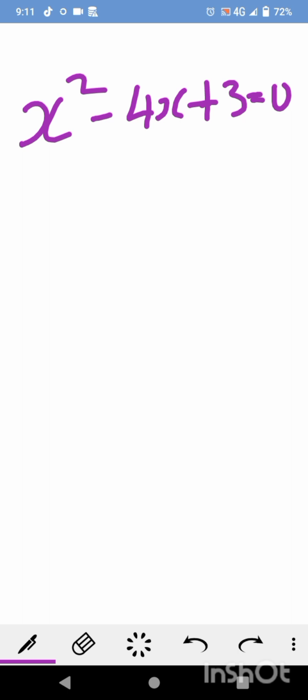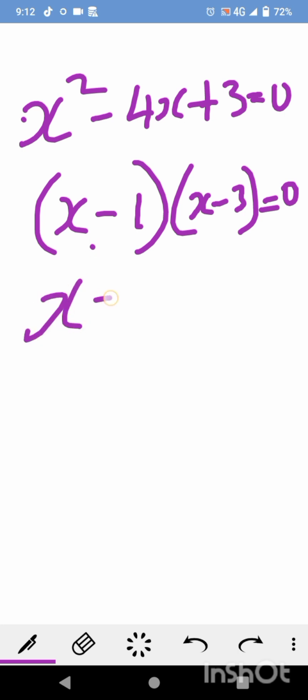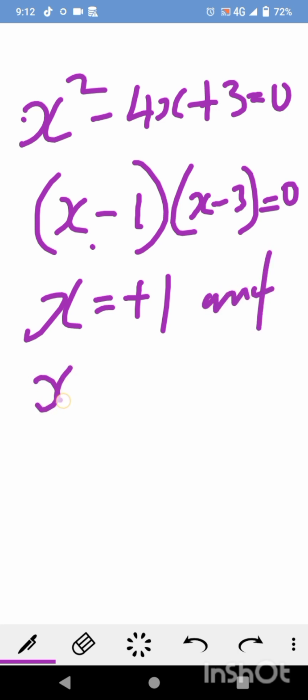So we take a shortcut: x minus 1, x minus 3 equals 0. I am allowed to take the shortcut because the coefficient of the highest variable here is 1. A is 1 here. So from the first bracket, x will be equal to plus 1. And from the second bracket, x will be equal to plus 3.